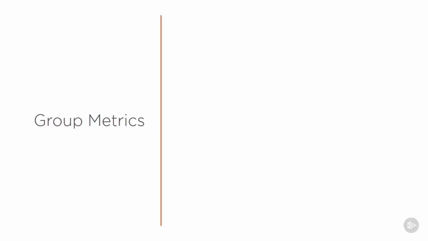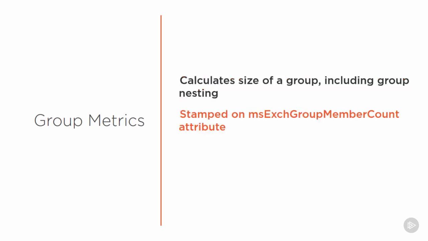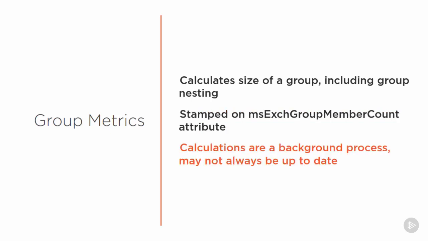Group metrics form part of the mail tips feature. Exchange calculates the size of a group's membership, including any groups that are nested within that group. The value is then stamped on the group object using the MS Exchange Group Member Count attribute. Now you can't see that attribute unless you open up ADSI Edit to view the object. The process that performs the calculations runs in the background, continually but throttled for performance impact. So it's not unusual for the group metrics to be slightly out of date.